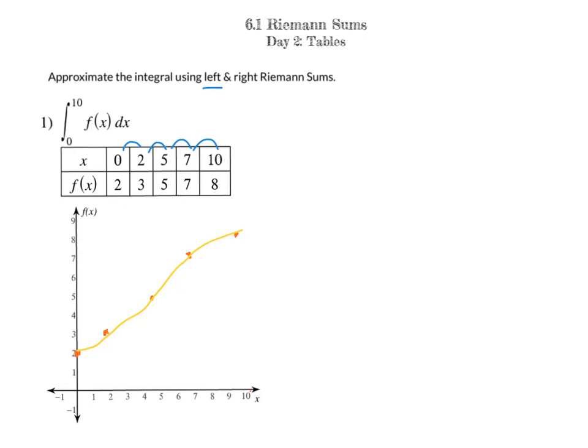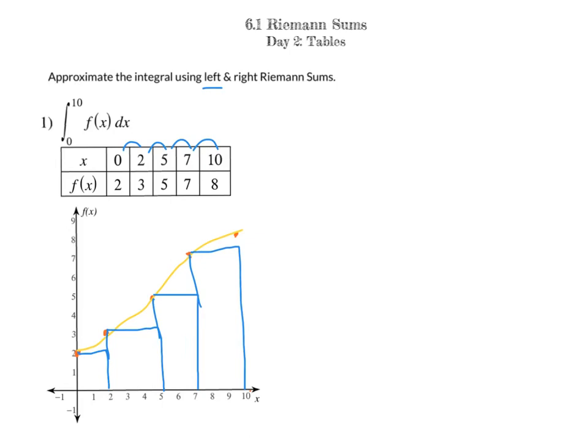So if you want to be visual about it, our first left Riemann sum will look like that. Our second will look like that. I didn't quite go far enough there. There we go. Our third will look like that. And then our fourth. Not the best looking rectangles, but you get the idea.